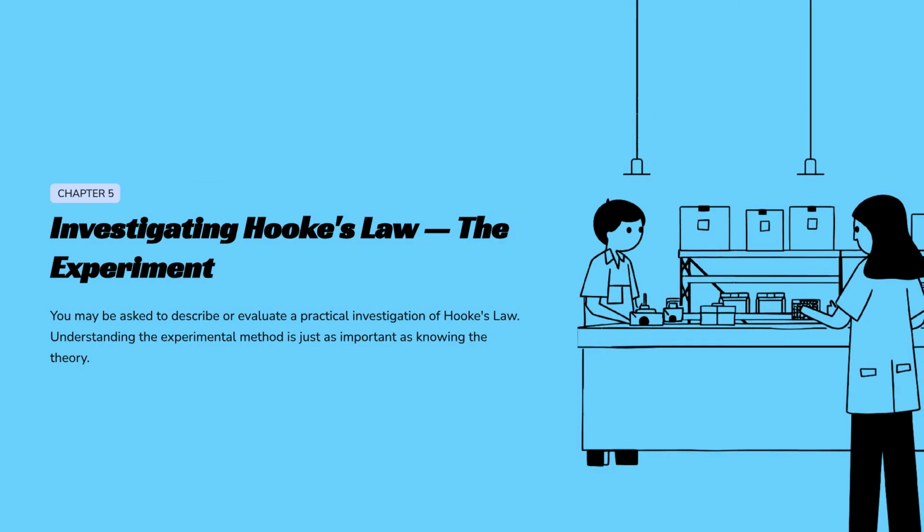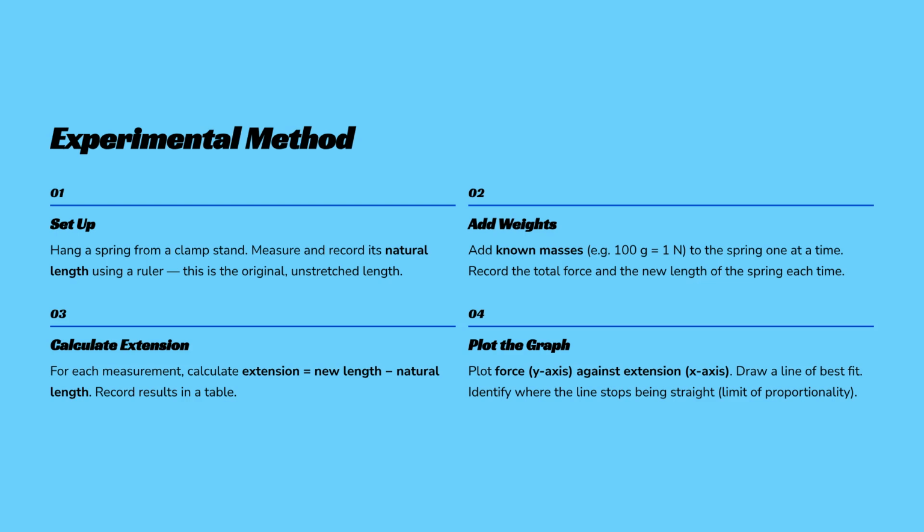Chapter 5 looks at investigating Hooke's law experimentally. Understanding the methodology is as important as the physics theory for your exams. The process involves hanging a spring, measuring its natural length, adding known masses to measure the new length, calculating the extension, and finally plotting the results on a force extension graph.